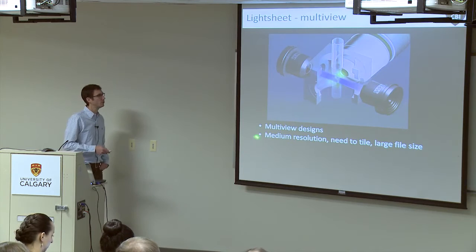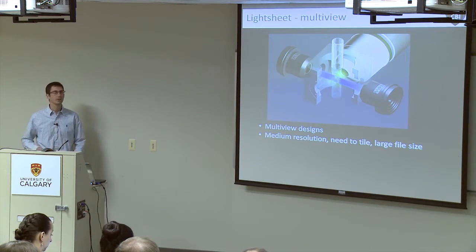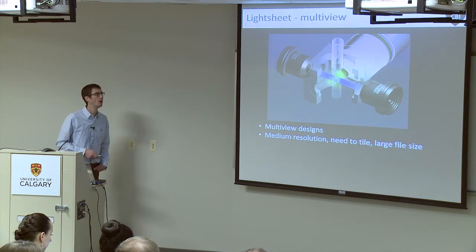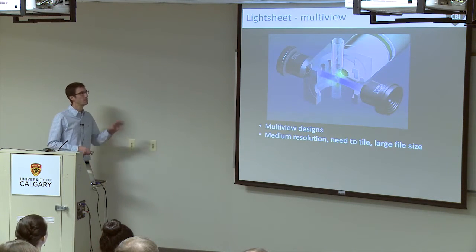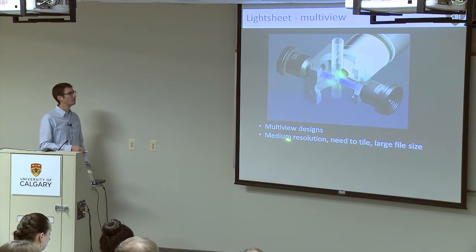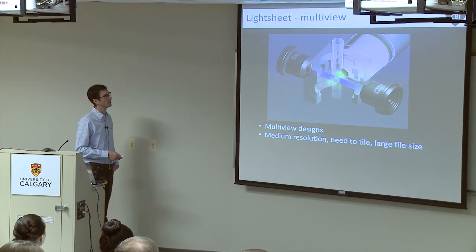So I say this gives you a medium resolution. It's not as high a resolution as the really thin light sheets. Usually this light sheet's sitting in the 5 to 10 micron thickness range. If you have a really large sample, you're going to need to tile. You're not going to get the entire sample in a single field of view. And so that combination of some pretty good resolution and tiling also leads to large file sizes.